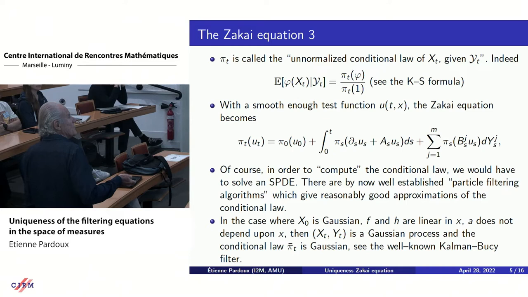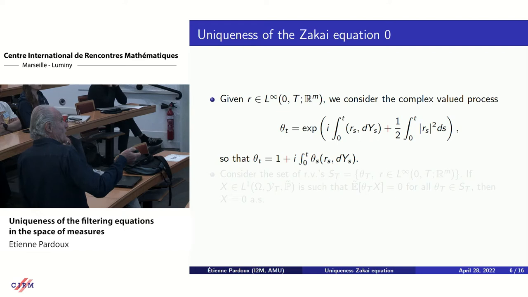Okay, so what can we do? The one tool I will use for this purpose is to introduce the following class of stochastic processes. So given a deterministic bounded function of time, with values in R^m, I introduce the complex valued process, which is the exponential of i times the integral from 0 to t of r_s dy_s plus 1/2 the integral of the norm squared of r_s ds.